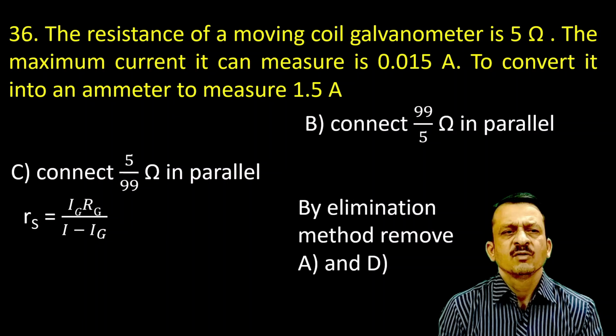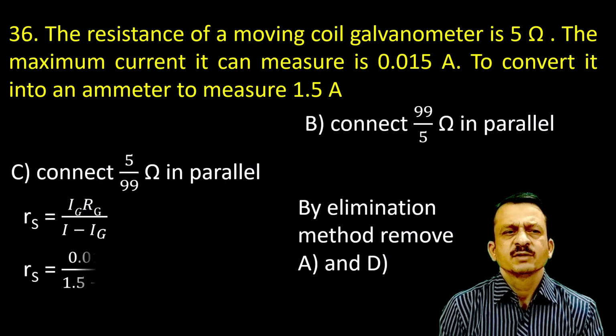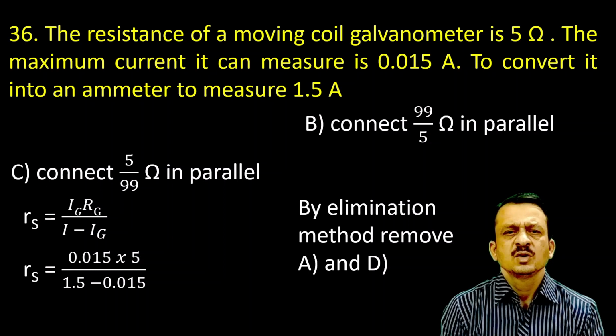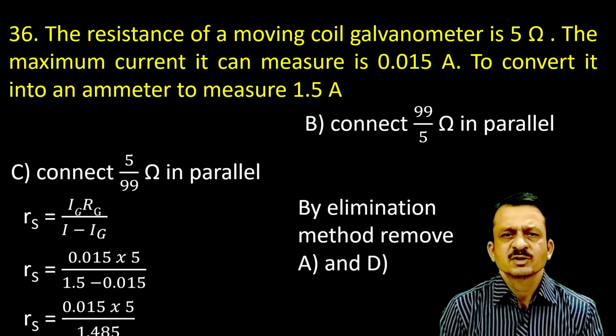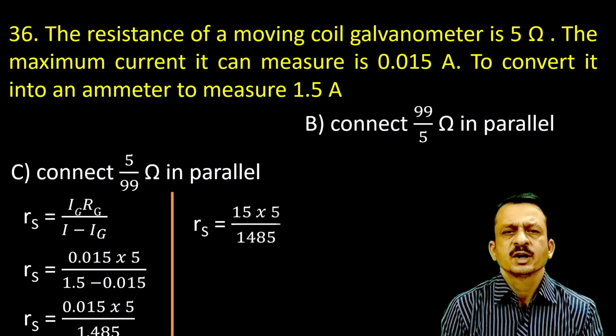Okay. Next we have the shunt resistance Rs is equal to Ig into Rg divided by I minus Ig. Now substituting the values, they are given. Ig is given as 0.015 amps and Rg is 5 ohms, divided by the main current, it is 1.5 minus 0.015. Now in the denominator we have 1.485 after subtraction. Now if you remove the decimals, I will get 15 into 5 divided by 1485.